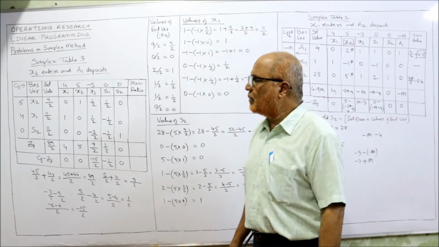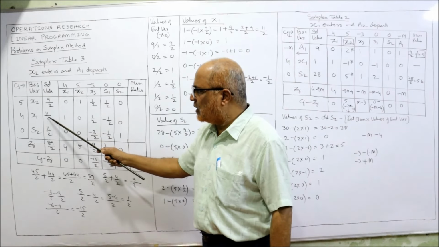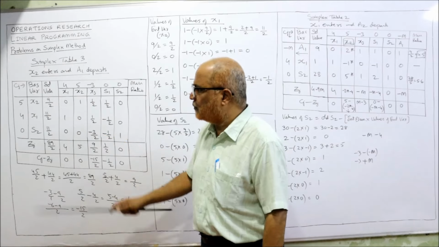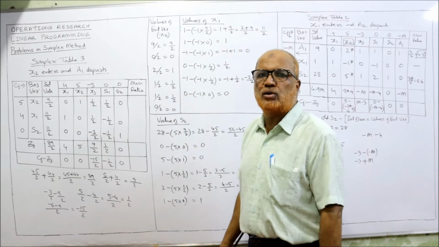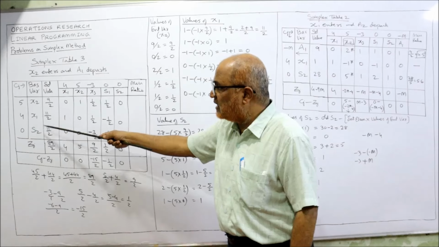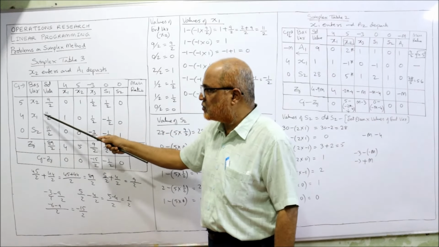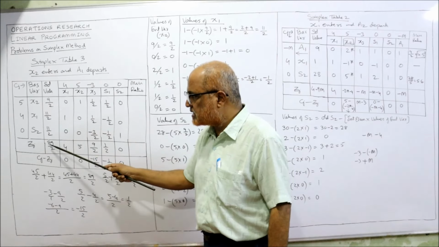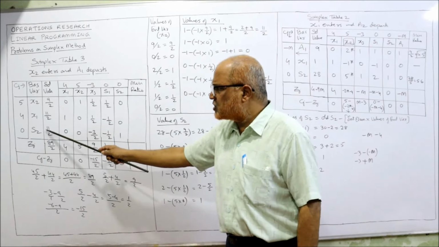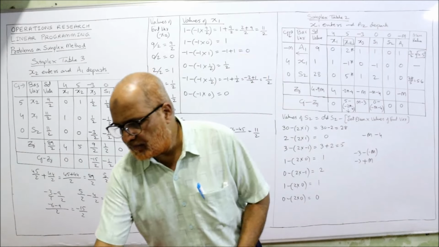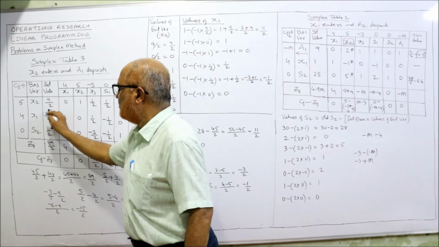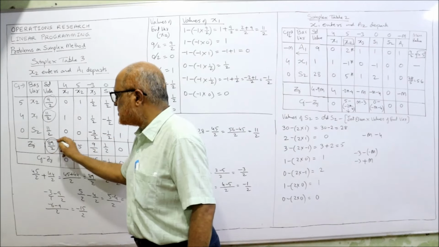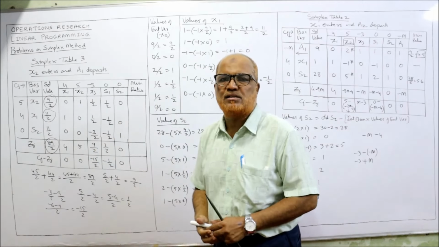solution. The optimum solution is x1 is equal to 11 by 2, x2 is equal to 9 by 2, and x3 is equal to 0, because we don't have x3 in this answer. Only we have x1 11 by 2, x2 9 by 2, and z value is 89 by 2. We don't require S2. So the final answer, x1 11 by 2, x2 9 by 2, and z value is 89 by 2, x3 is 0.